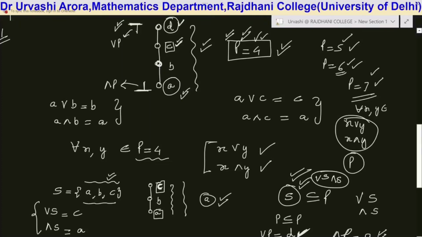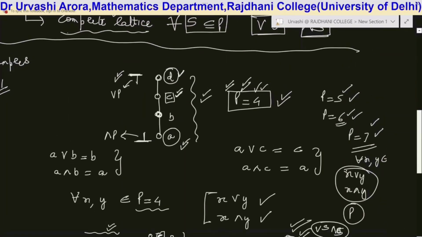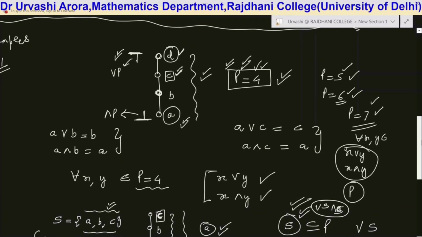This will always exist, which tells me that this particular chain of 4 elements is a complete lattice, because every subset has a join and a meet. And in fact, the join of the poset P is the topmost element, which is D, and the meet of the poset P is the bottommost element, which is A. Here we have taken P to be a chain of 4 elements, but the same argument goes for a chain of 5 elements, 6 elements, 7 elements. All these chains are not only lattices, but they are complete lattices.